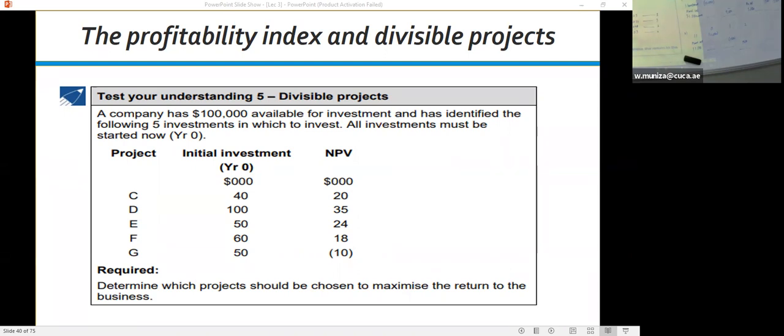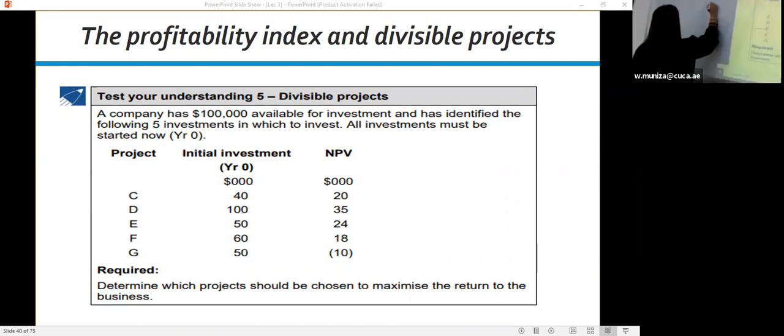It is going to be invested first in which one? Project C. How much initial investment is required for that? 40,000. The remaining amount is 60,000. On the second priority, which project is there? Project E. So 50,000 is going to be invested in project E. How much is remaining? 10,000.